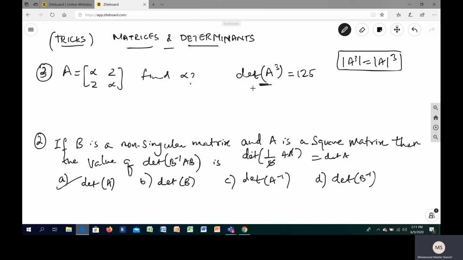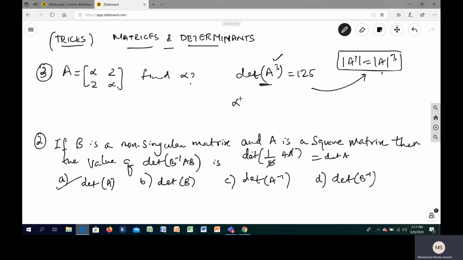So you don't have to work out A cube here. Many students will get confused. What they do is they take the matrix and multiply it 3 times and then find the determinant, which absolutely takes a lot of time. So we need to work with this property. By applying this property, you'll get the answer quickly. So find the determinant, which is very easy.